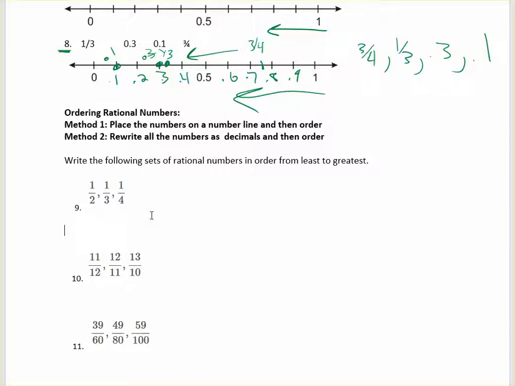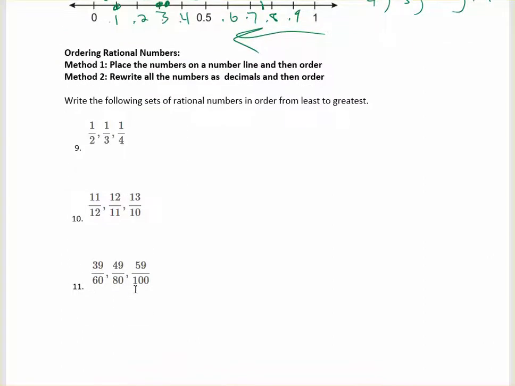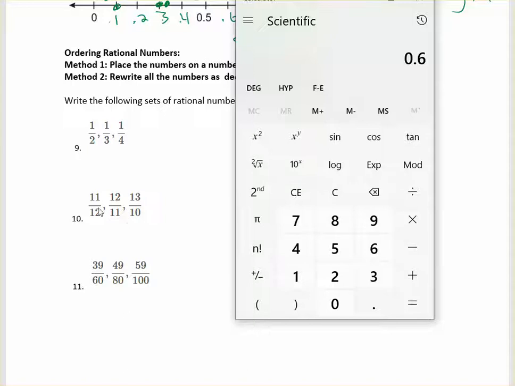So you can decide if you want to put them on a number line, or if you can use one of your number lines you already have and find these, then you can write them in order from least to greatest. If you don't have a number line that has twelfths and elevenths and tenths on it, then the second method might be easier, and that is to change each of these numbers to a decimal and then order them. Let's do that for number 10.